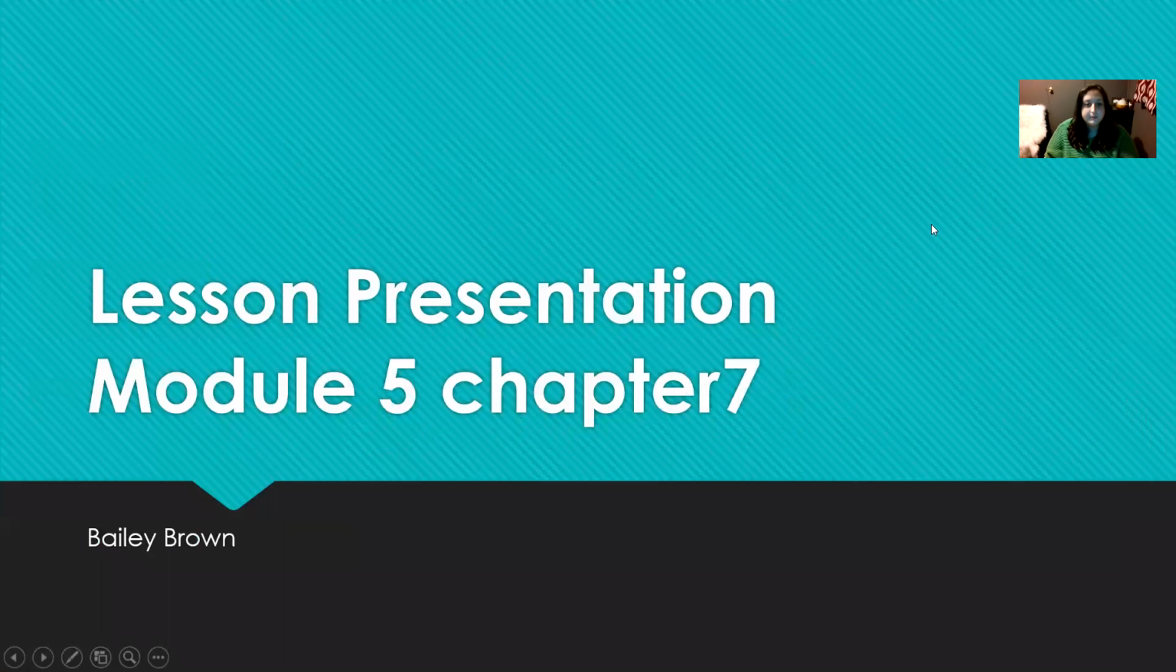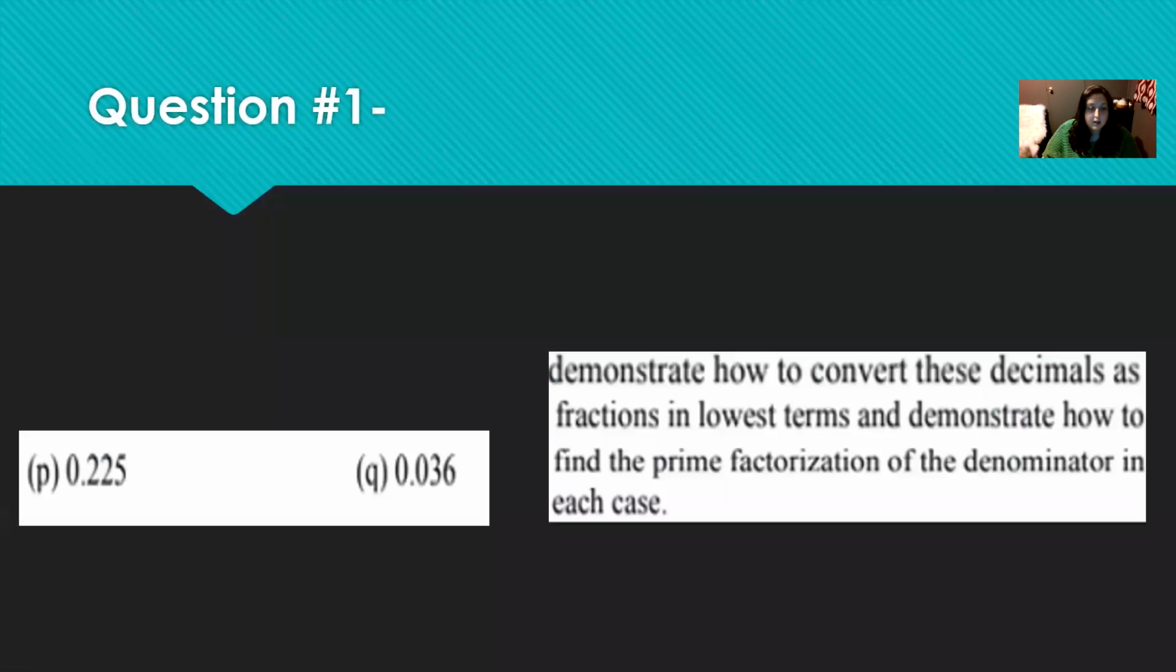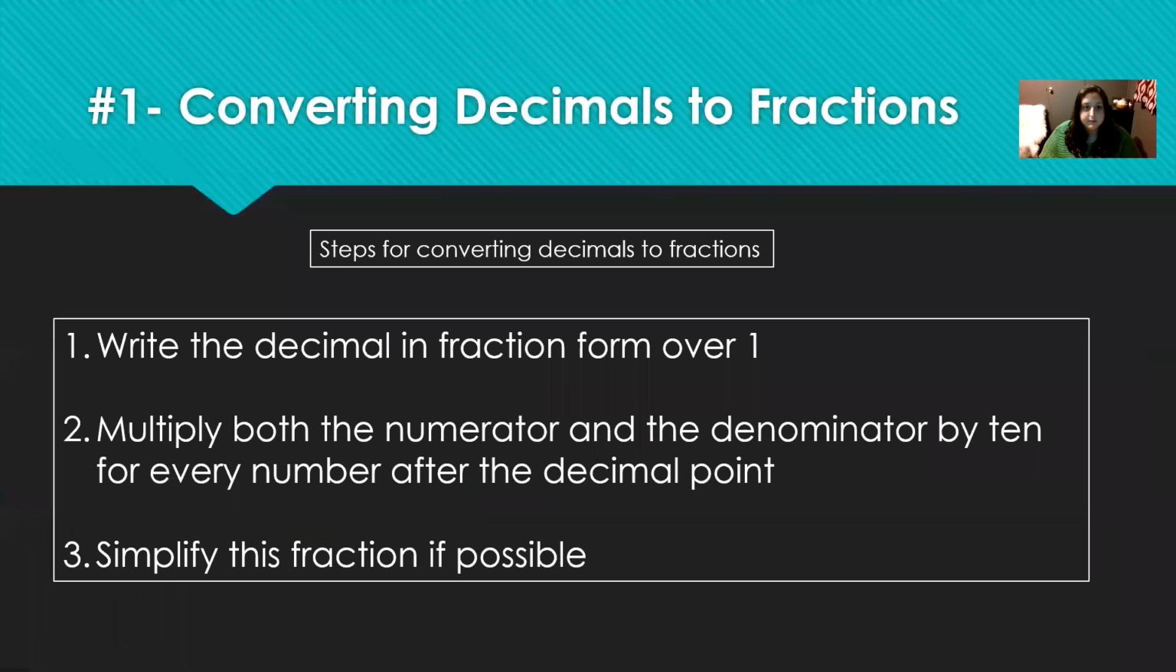Alright, so this week we're going over Module 5, Chapter 7. So question 1 says to demonstrate how to convert these decimals as fractions in lowest terms and demonstrate how to find the prime factorization of the denominator in each case. So when converting decimals to fractions, there are certain steps we need to follow, which are first to write the decimal in fraction form over 1, multiply both the numerator and the denominator by 10 for every number after the decimal point. And lastly, simplify this fraction if possible.